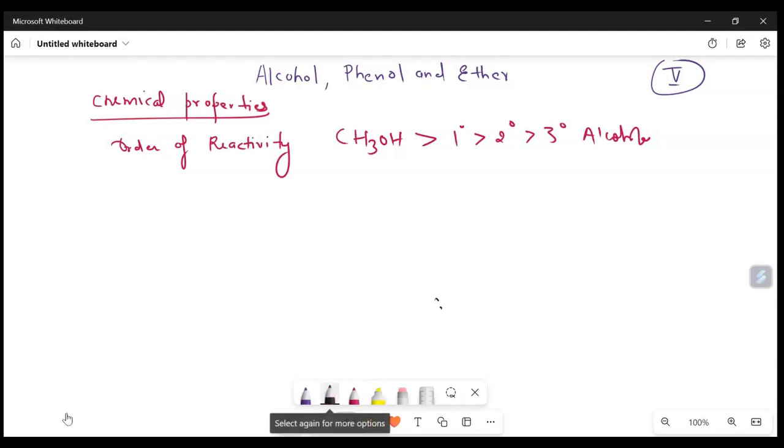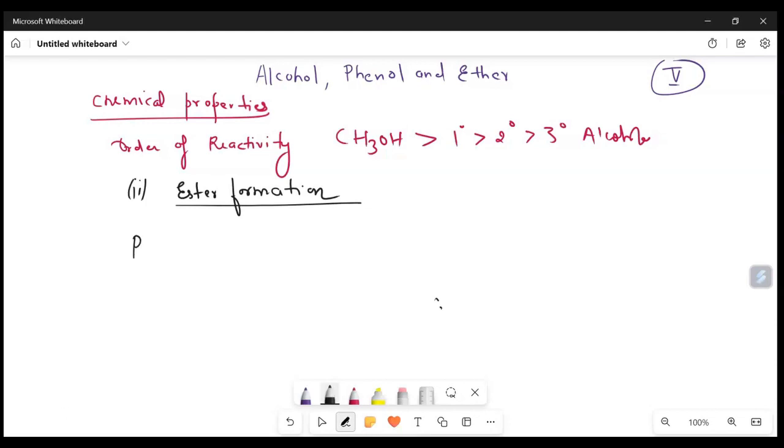Okay, the next reaction we are going to discuss is the second reaction, which is ester formation. First we have discussed one method in which ROR will be formed, when ROH reacts with sodium metal, it will give ether. Okay, the second is ester formation. This is a very common reaction, you must have heard about it.